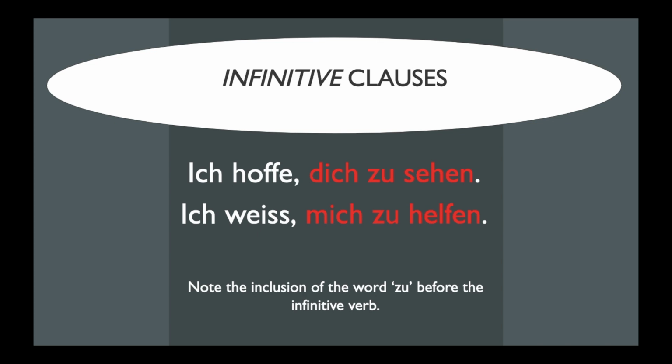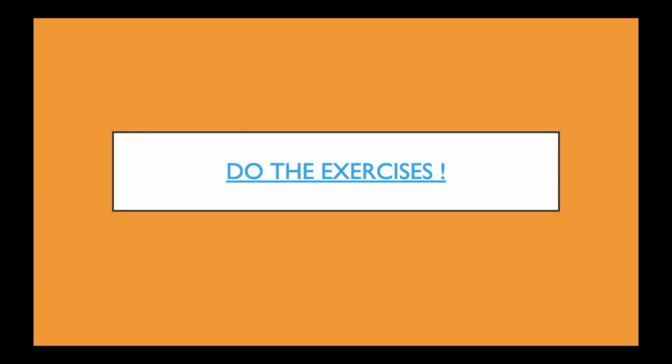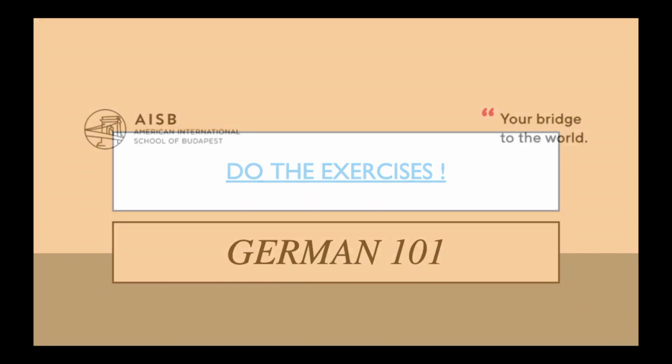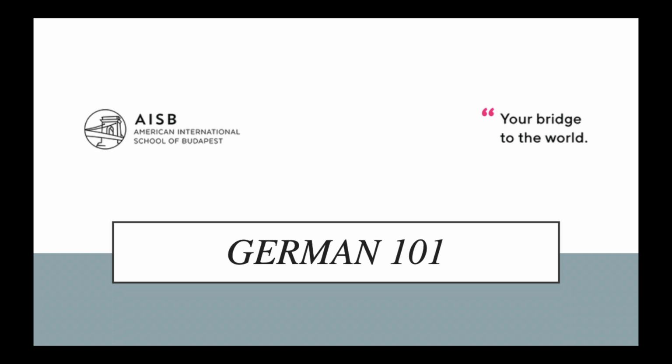Ich weiß, mich zu helfen. I know how to help myself. How to is again translated by zu. We'll have to look at more examples, but that will come later. That's all you need to know so far about subordinate clauses. Now do the exercises.